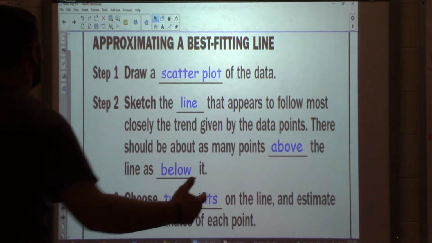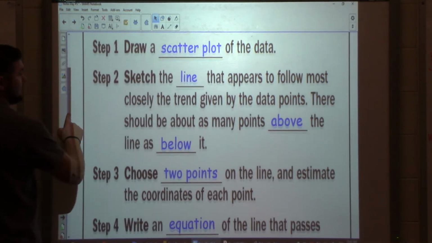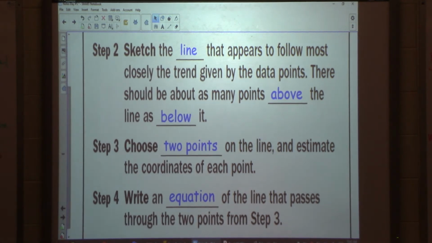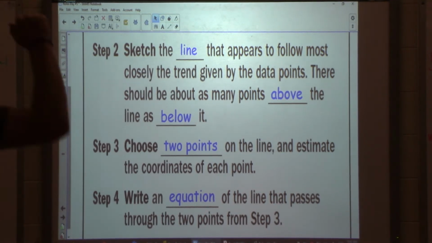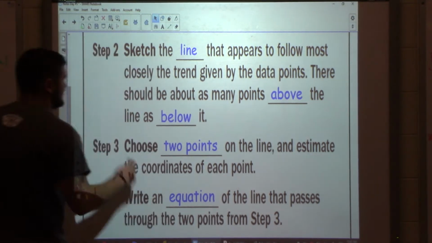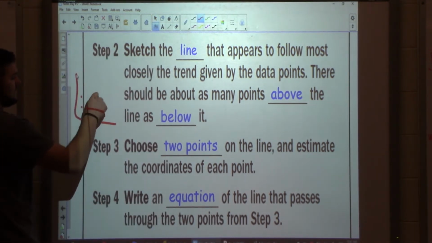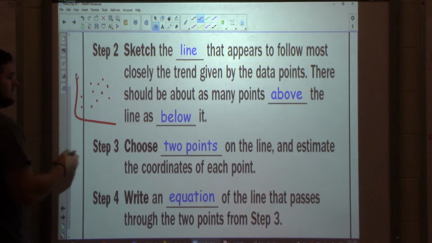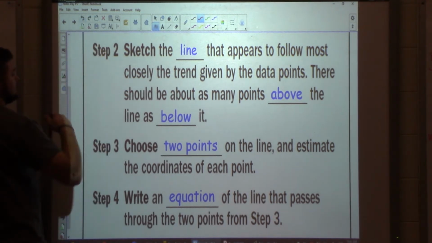Alright, so draw a scatter plot of the data, step 1. Step 2, you're going to sketch a line that appears to follow most closely to the data trend. What's going to happen is you're going to look and try and make as many points above as below your line. So if we get a set of data and we draw a scatter plot, right? That's not a very good one. That won't work for us.